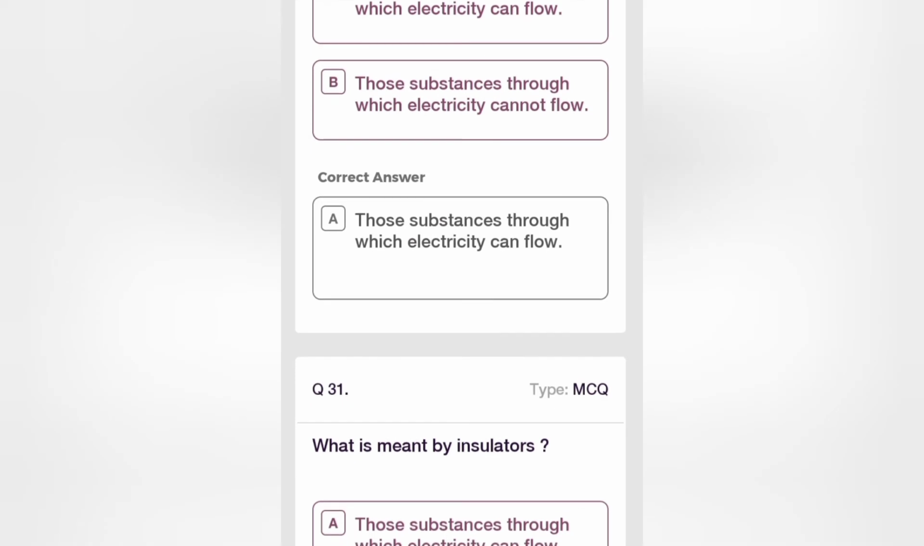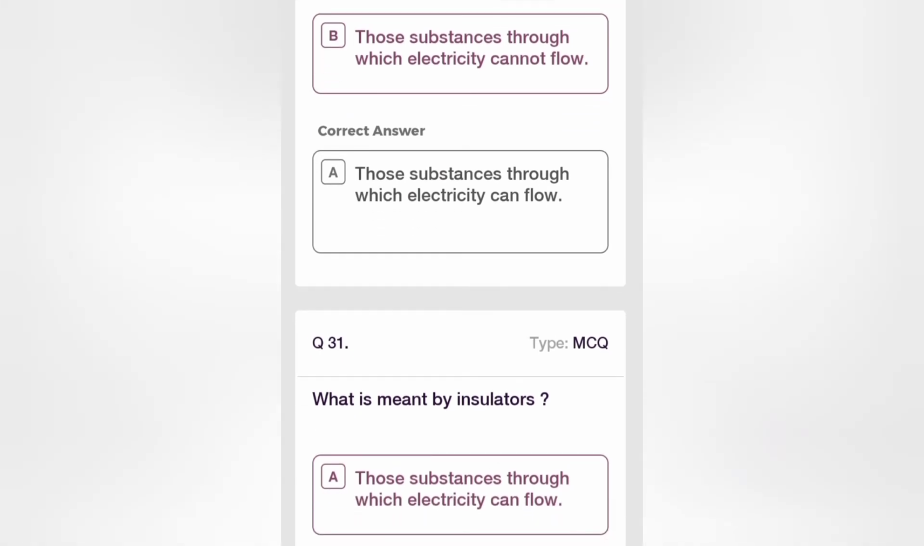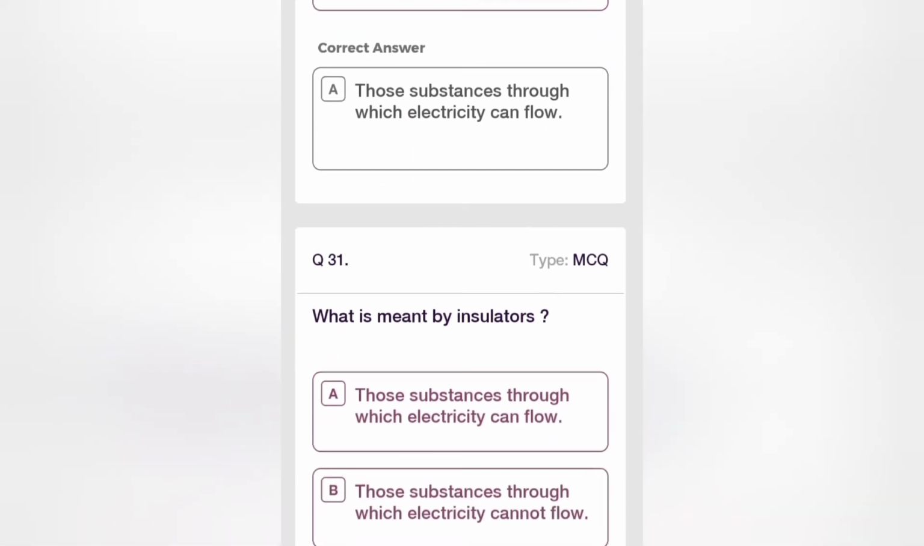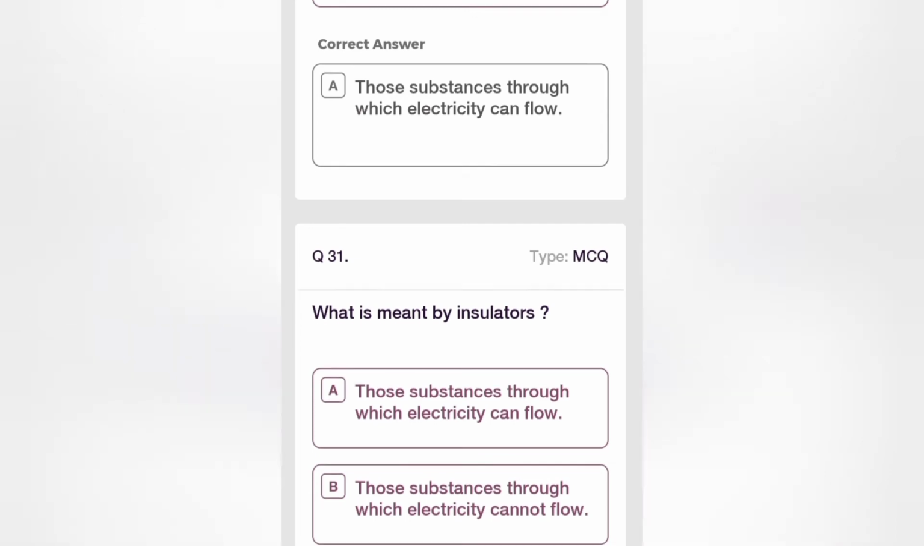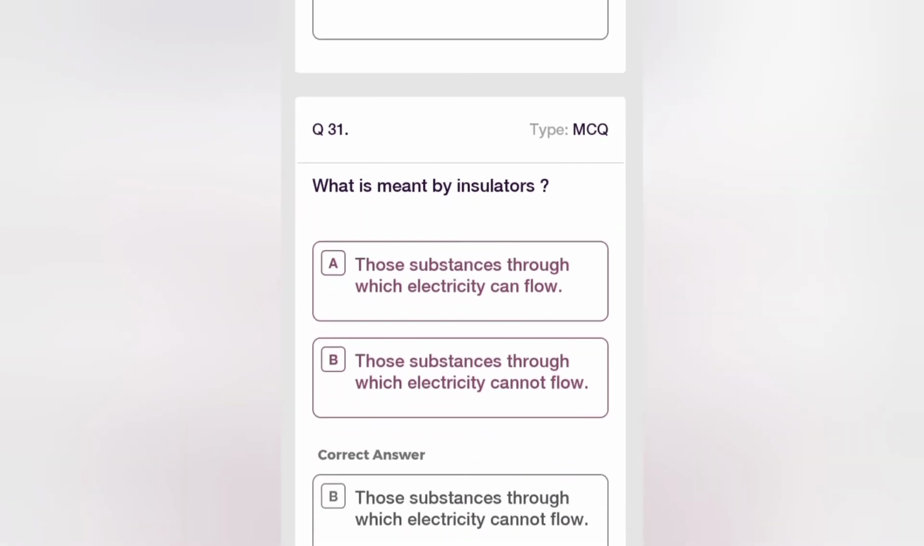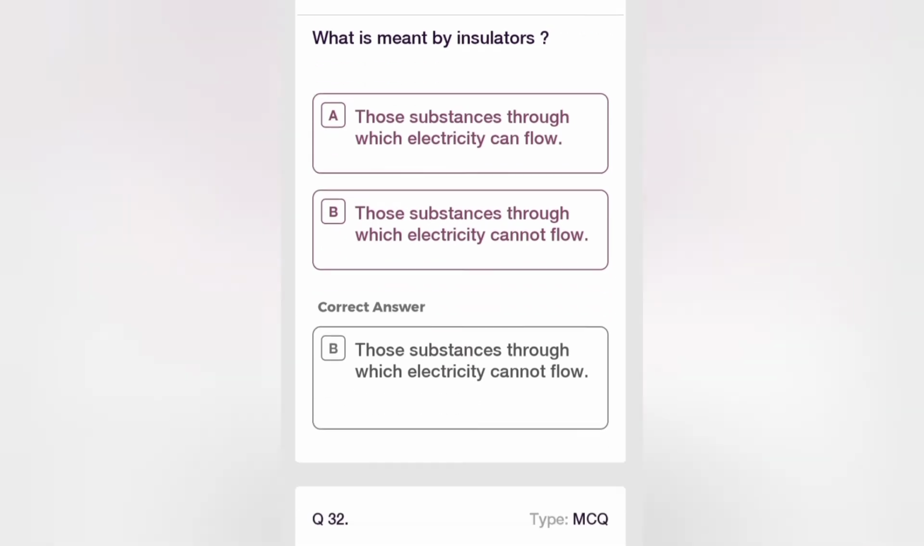What is meant by insulators? The substance which does not allow the current to pass through, isn't it? So option B must be the correct answer. That is the substance which does not allow the current to pass through, insulators. Bakelite, I gave you as an example, no? Bakelite has got high resistance.